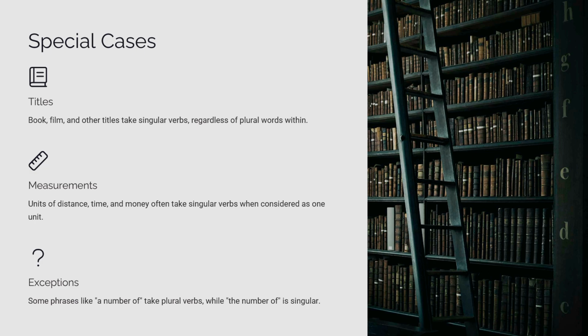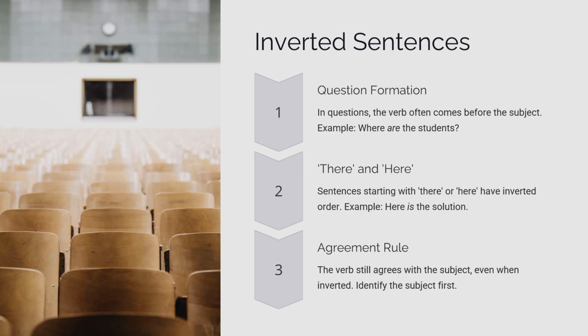So by keeping these rules in mind, we can avoid errors in subject-verb agreement when dealing with these unique situations and ensure our writing remains clear and precise. Okay, so now let's explore subject-verb agreement in inverted sentences.